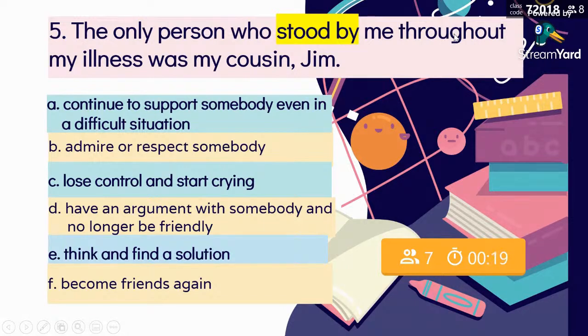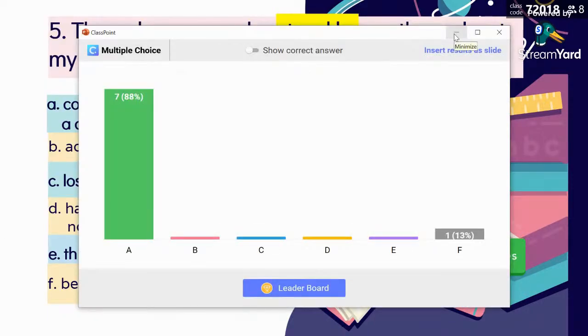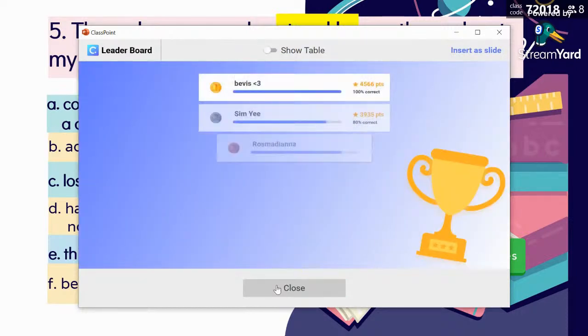Okay, 7. Okay, 10 more seconds. Okay, whoever is that, the 8th person that still has not been able to click. 4, 3. Okay, the 8th person managed to enter. There's one who answered F. Okay, all right. The answer is A lah.